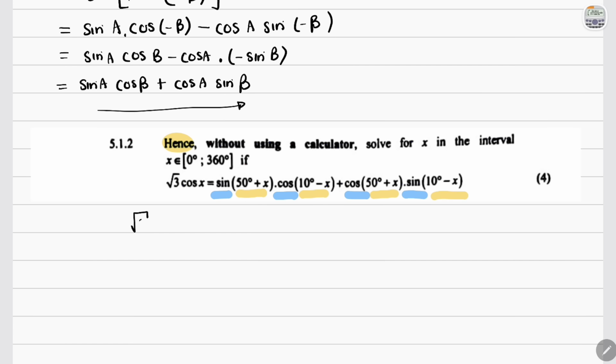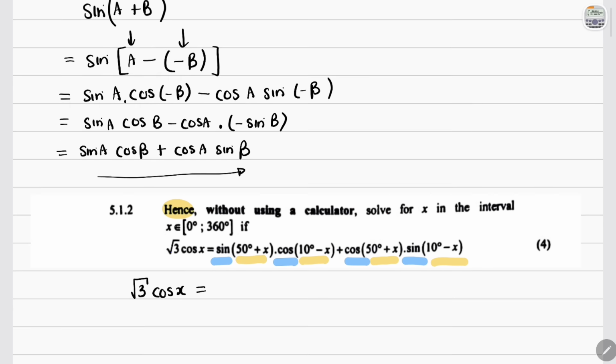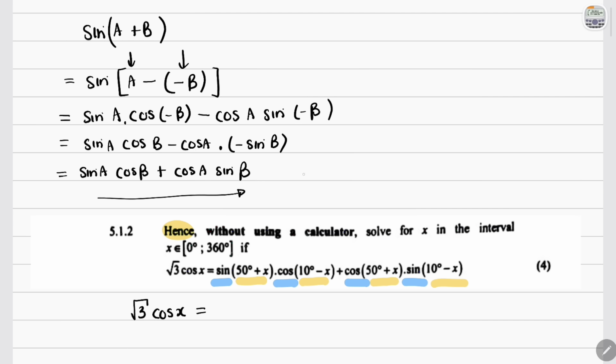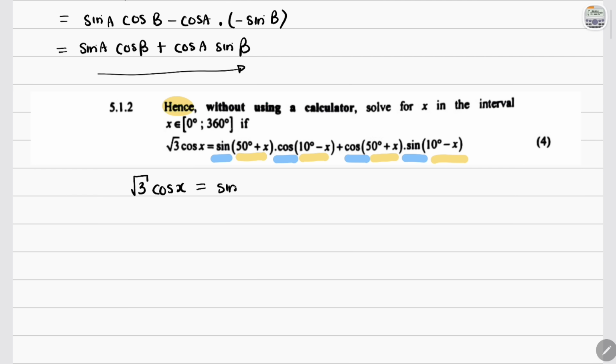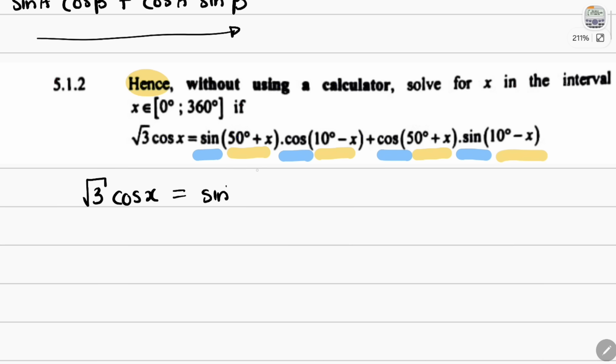So we can just say this is the square root of 3 cos x is equal to, and we can simplify that using its identity. Because it follows this, to simplify it, we can just say it's equal to sine (A plus B). So this is going to be sine, and the one that would serve as our A would be the 50 degrees plus x, because that was the first one. And then this is the B. Again, that's A, that's B. So we're just going to have 50 degrees plus x, plus the 10 degrees minus x. Of course, if you add a negative, it stays negative, so we don't really need brackets there.